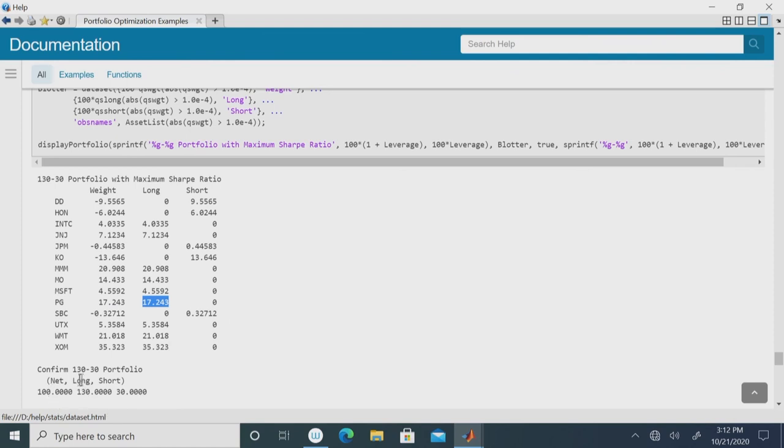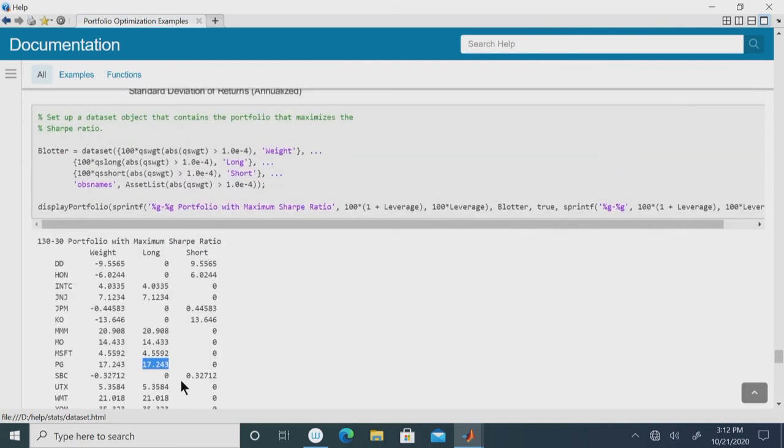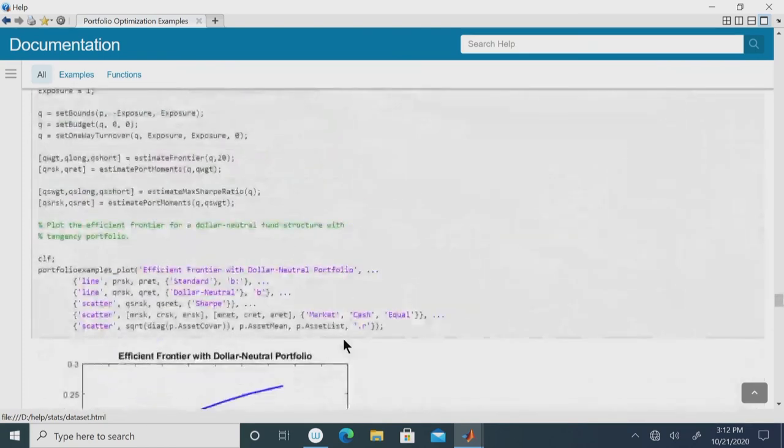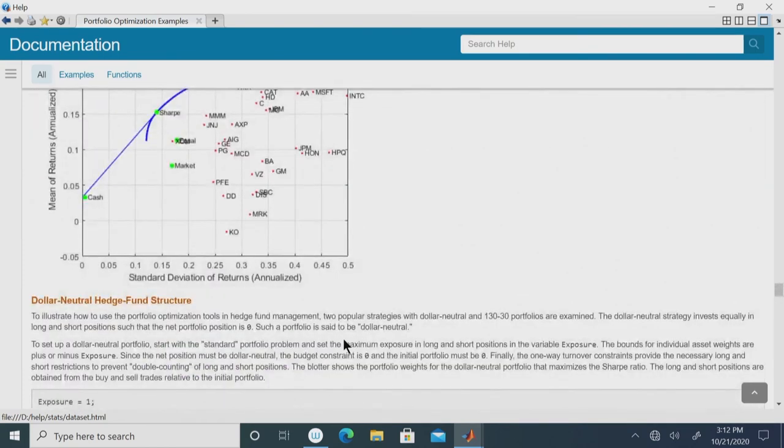And if you confirm these positions, it turns out that the long position is going to be 130, you just add this up, and the short position is 30, and consequently the net position is 100. So, this takes care of these several examples in case of portfolio optimization problems.